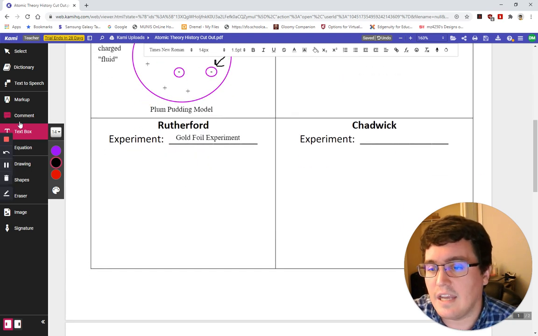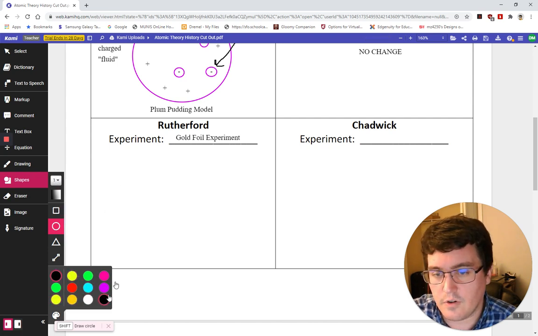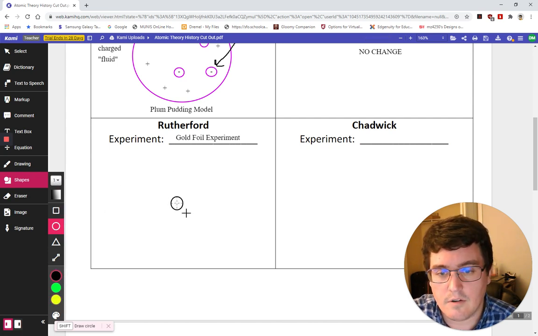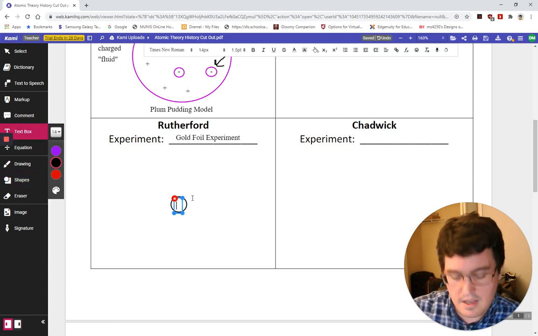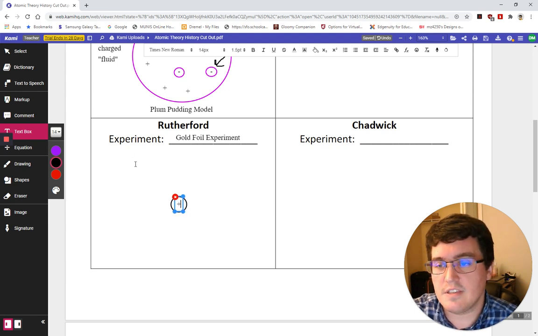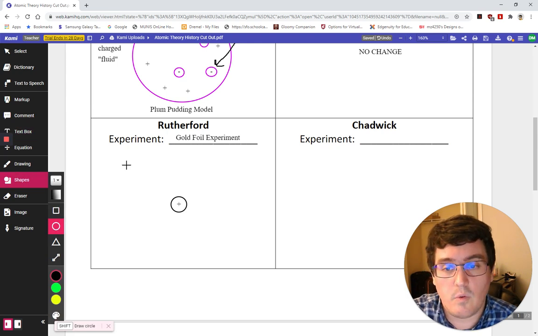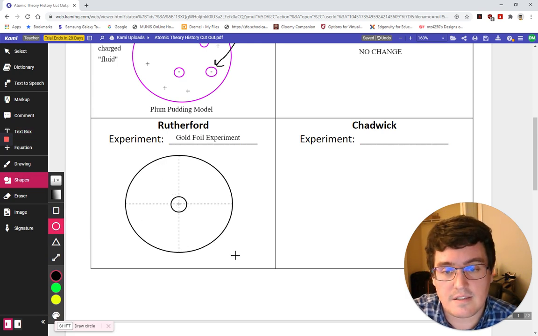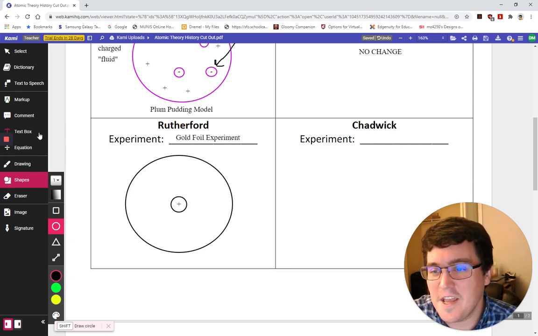So Rutherford decided to make his new drawing. You have to draw a nice circle here. I'm going to draw this one in black. Right here, we're going to put at the very center of the atom a positively charged center. And that positively charged center is surrounded by the rest of the atom. He doesn't really know what the rest of the atom looks like. It takes us a little while to get a little more clarification on that.